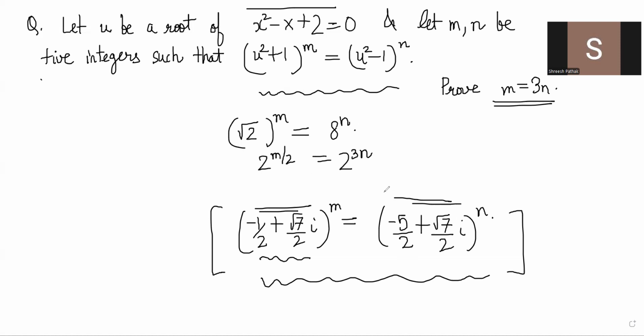We have made a mistake somewhere. Check the mods. 25 plus 7 by 4, so that should be 8 only. So 2 power 3n and 2 power m by 2. M is coming as 6n then. Yes. Minus half plus 7. Maybe there is a typing mistake in the problem only, because m is coming as 6n for us. Right? So it should be root 8.